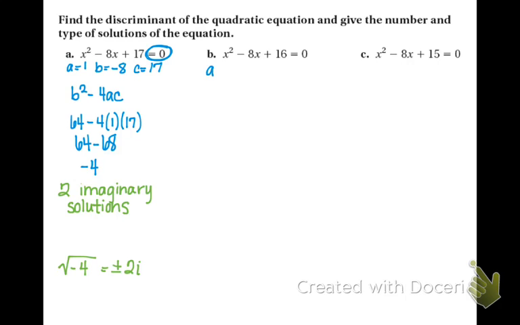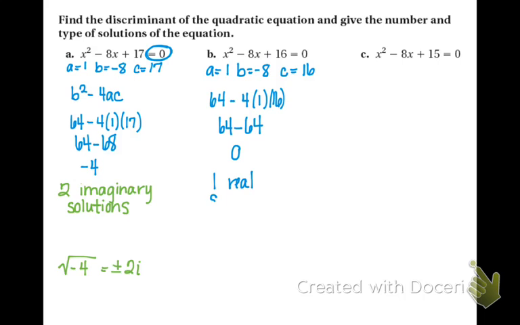This one, a is again 1, b is again -8, but this time my c is 16. So I get b squared, 64, minus 4 times 1 times 16, and 4 times 16 is 64. So 64 minus itself, I get 0. That means that I'm just going to get one real solution. It's real because it's a real number in our real number system.